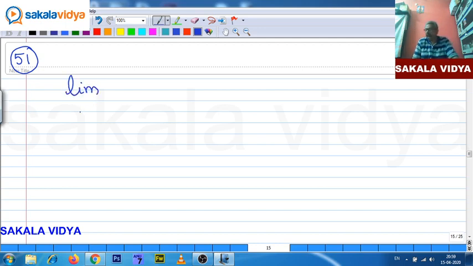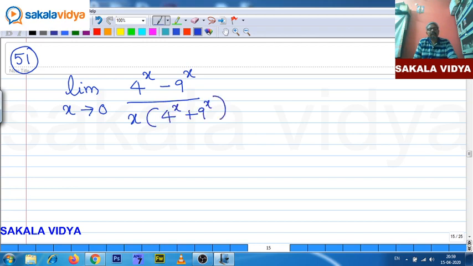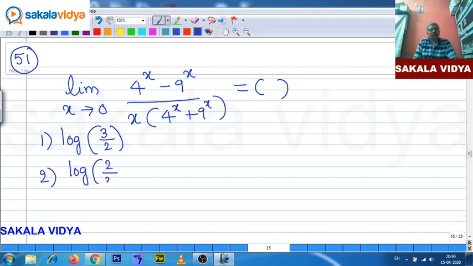Limit x tends to 0, (4^x minus 9^x) upon x multiplied by (4^x plus 9^x) equals to. First option log of 3 by 2, second option log of 2 by 3, third option log of 4 by 3, and the fourth option is log 2. This is the question.